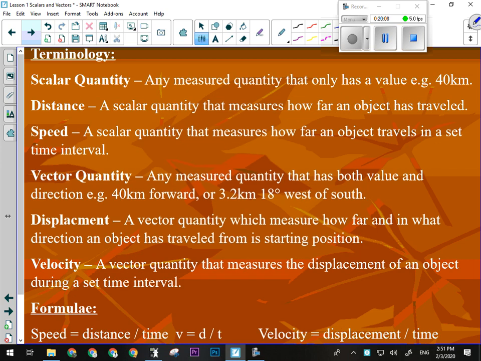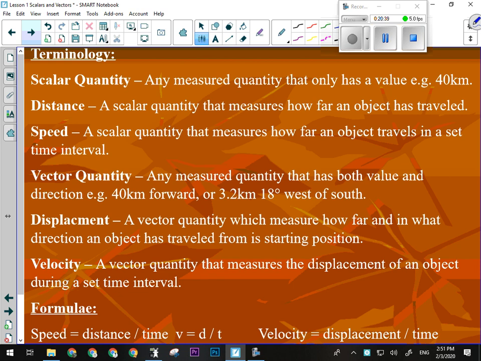This terminology is hopefully a review for everybody, so I'm just going to go through it quickly. A scalar quantity is a measured quantity that has only a value: 40 kilometers, 70 kilograms, 5 days. Distance is a scalar quantity that measures how far an object has traveled. Speed is a scalar quantity that measures how far an object travels in a set time interval, so 20 meters per second, or 100 kilometers per hour.